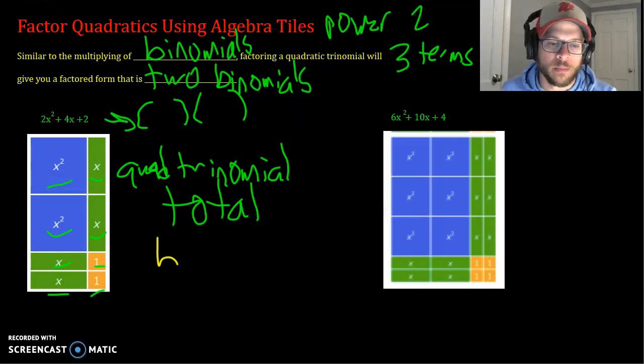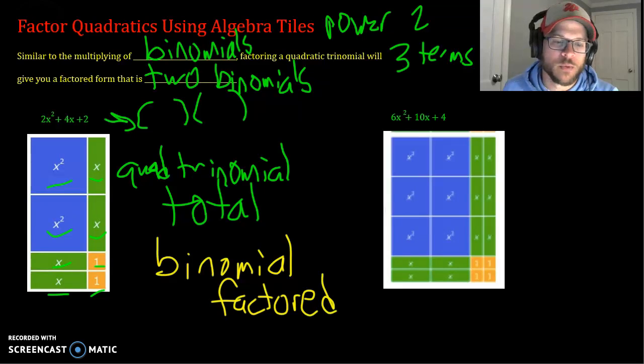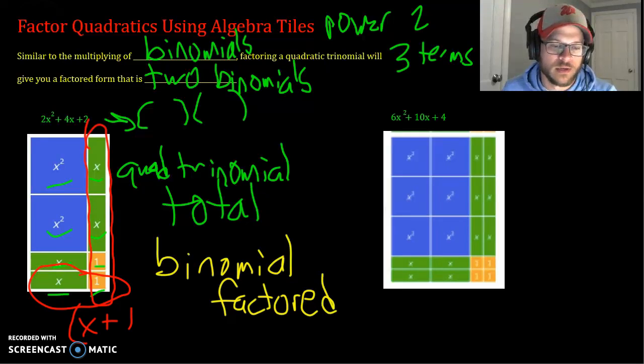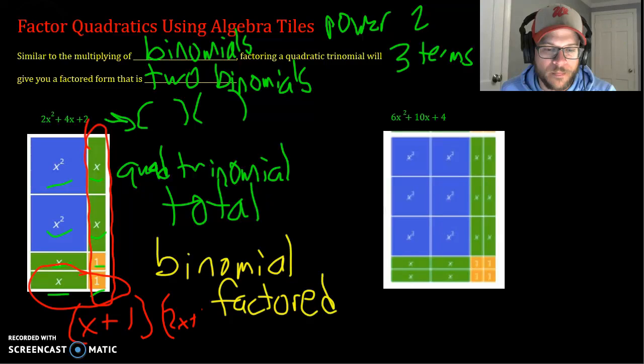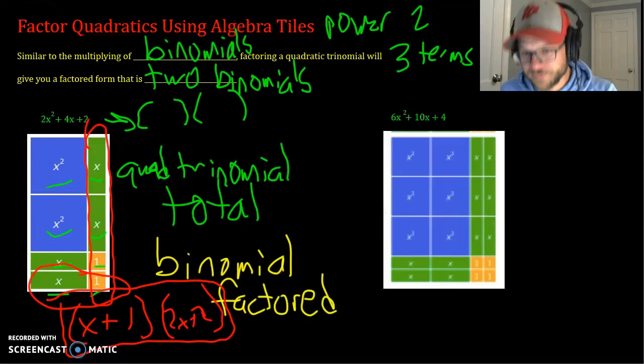When you get it into your binomial form, or your factored form, that is where you are looking at the bottom row and then your far right column. So your bottom row in this example is x plus 1. Your far right column is 2x's and a 2. Because when you multiply those two things together, thinking backwards, that is how you get the quadratic trinomial of 2x squared plus 4x plus 2.